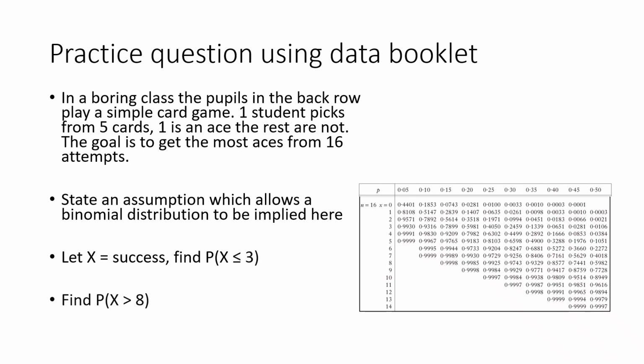In a boring class, the pupils in the back row play a simple card game. One student picks a card from 5 cards. One is an ace, the rest are not. The goal is to get the most aces from 16 attempts. State an assumption which allows a binomial distribution to be applied here. What we're assuming is that each attempt is independent.